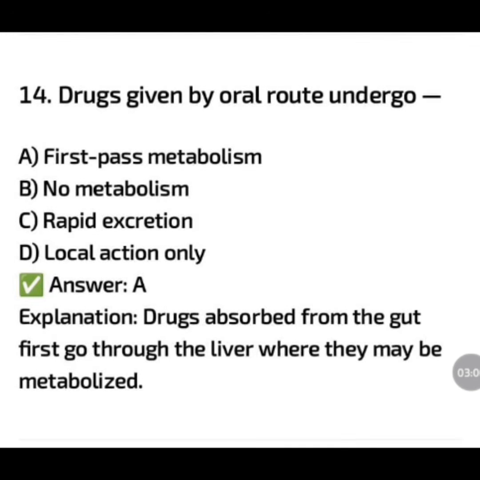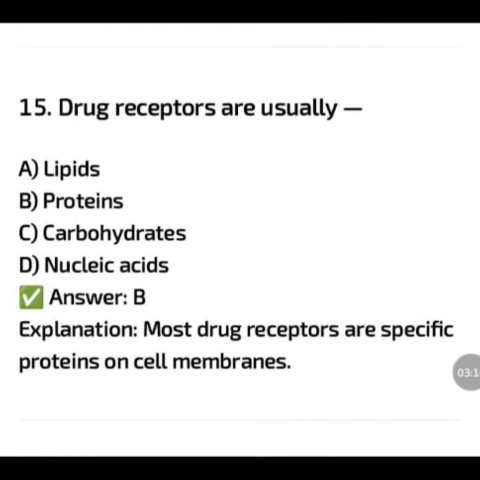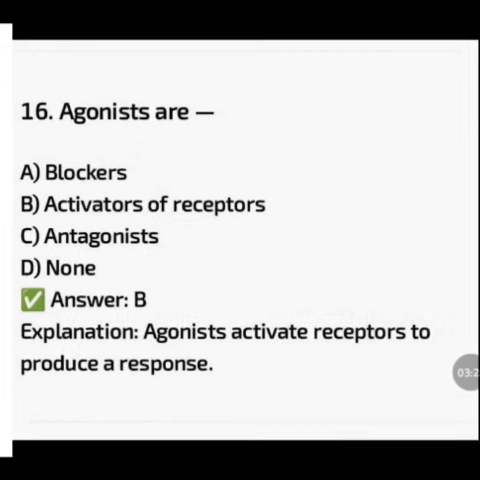Drugs given by oral route undergo first pass metabolism, no metabolism, rapid excretion, local action. The correct answer is option A, first pass metabolism. Drugs absorbed from the gut first go through the liver where they may be metabolized. Drug receptors are usually lipids, proteins, carbohydrates, nucleic acids. The correct answer is option B, protein. Most drug receptors are specific proteins on cell membranes.